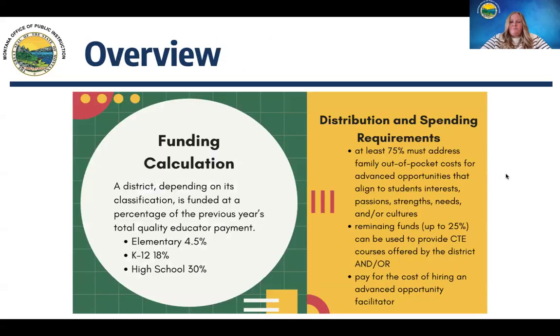The second thing I want to do is just provide an overview of funding so you're aware of how the funding is calculated and then how it should be spent. So if we look at that left side, the funding calculation, districts are funded by a preset formula based on the previous year's total quality educator payment. Elementary districts are funded at 4.5%, K-12 districts are funded at 18%, and high school districts are funded at 30%.